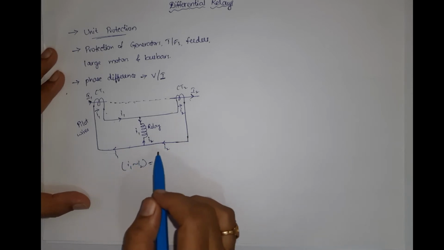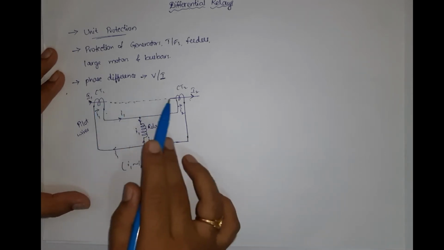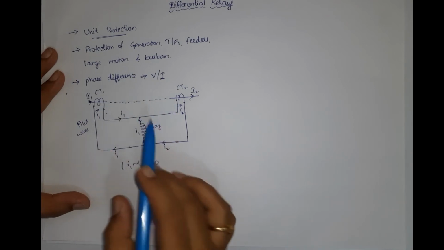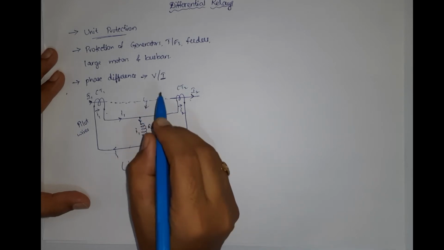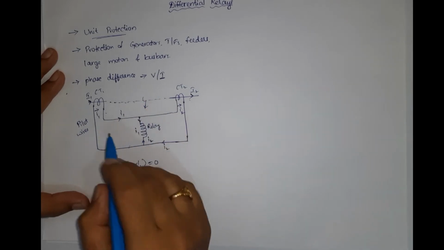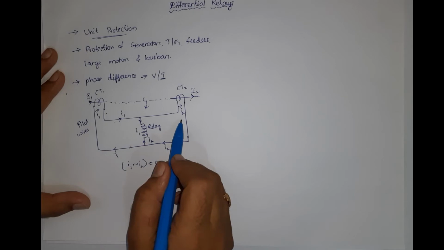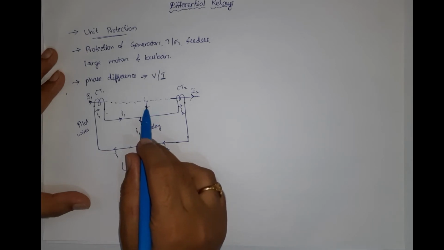Now, whenever a fault occurs in the area which we need to protect, let us suppose in this area some fault has occurred, then I1 will not be equal to I2, as there is a fault here.